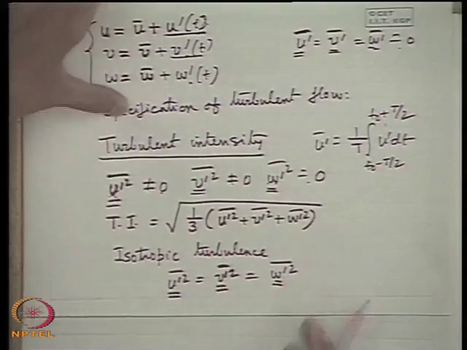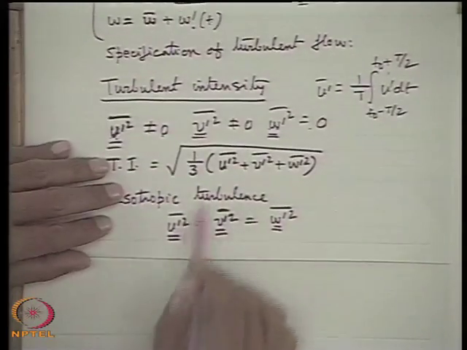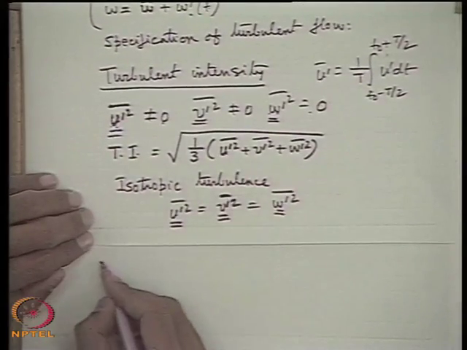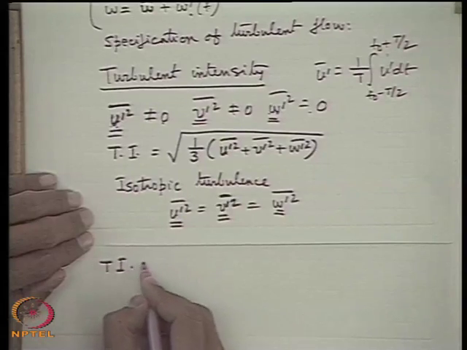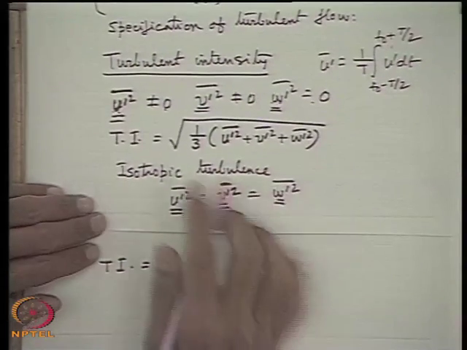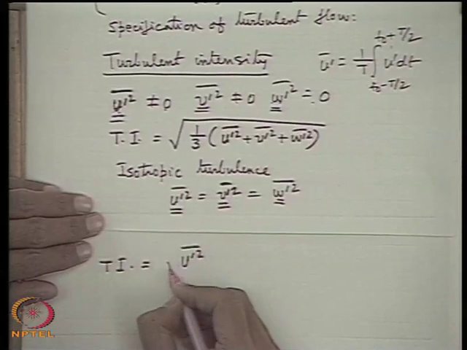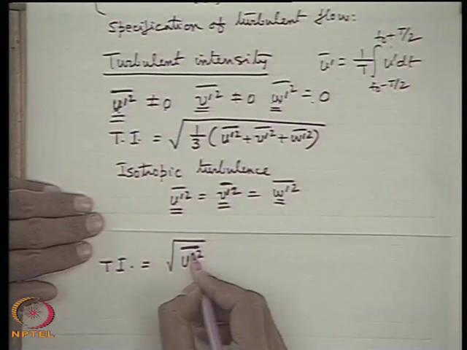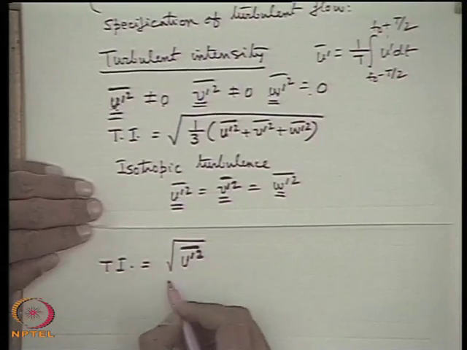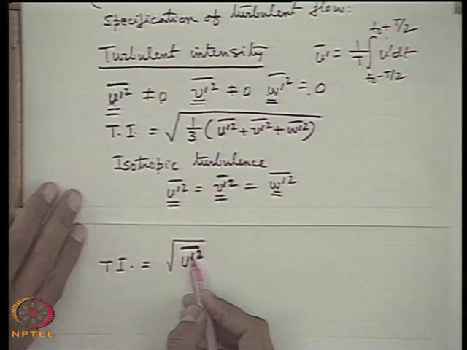So, for an isotropic turbulence, the turbulent intensity is equal to, the 3 cancels, the square root of u dash square bar. That means it is the root mean square value of the fluctuating component.